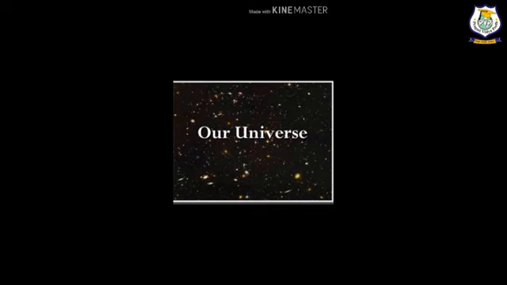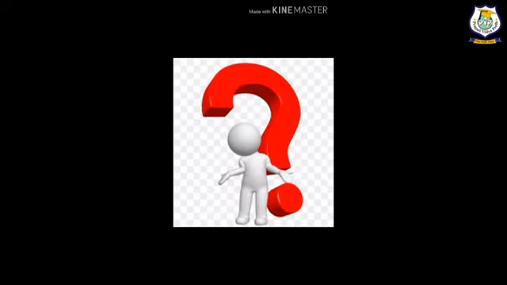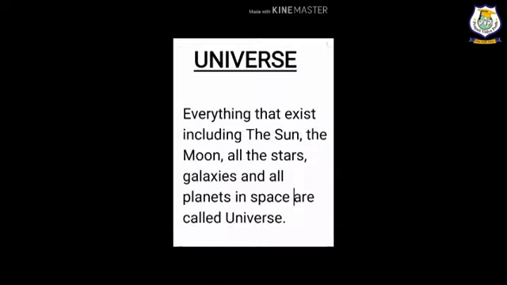So students, have you wondered, in the morning you see the sun, and in the night you see the moon, and you also see the stars twinkling. But what are they all? Yes, everything that exists is known as the universe. Everything including the sun, the moon, the stars, the solar system, the space, even me, you, pen, pencil, books, everything around us is called the universe.